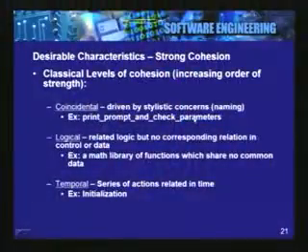Just like we had strong or weak coupling to be a desirable characteristic, we have strong cohesion to be a desirable characteristic. And there are 6 classical levels of cohesion that we can see. One is called coincidental cohesion, which is driven by stylistic concerns. An example here is print prompt and check parameters. This is probably a function in a shell, and what it is trying to do is two different things. Printing the prompt and checking the parameters that have been given to it are two different functions, but they are trying to put these two together, and that may or may not make sense. It typically doesn't make sense to do things like this, which is why it is the first one.